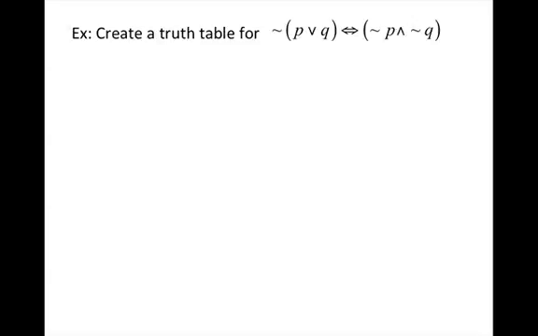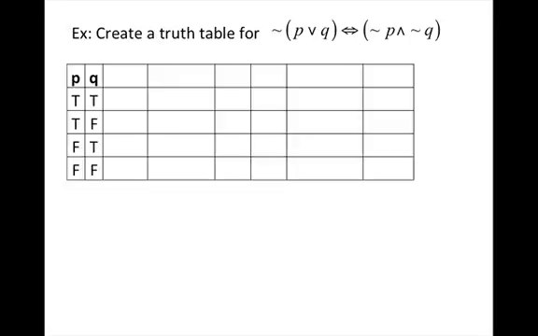In our next example, I have not P or Q, if and only if, not P and not Q. I have two propositions, P and Q, so set up the 4-line truth table. And let's build our table by beginning with what comes in front of that biconditional symbol. I need a P or Q, and then I need the negation of the P or Q.